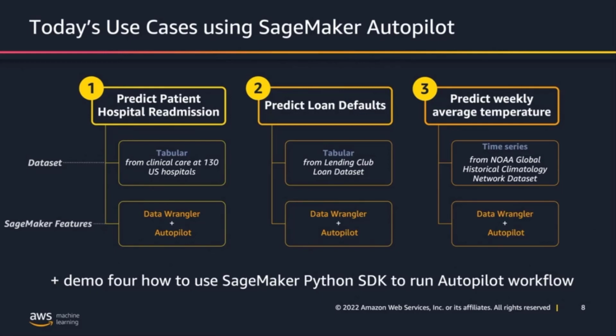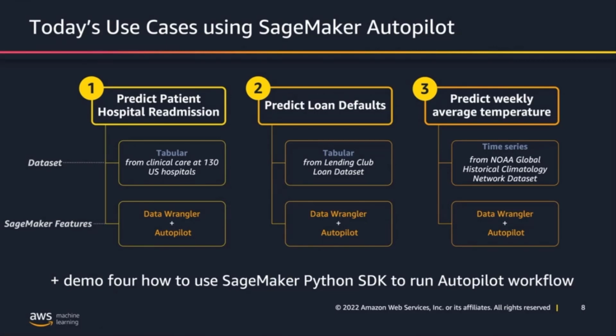Let's look at what we are going to see today. Three use cases. In the first use case, we predict patient readmission into hospital. We train a multi-class classifier. We prepare data using Data Wrangler and then run Autopilot. In the second use case, we dive deep into a financial services data set. We use a loan defaults data set. Again, we prepare data with Data Wrangler and run an Autopilot experiment. We're using a tabular data set from Lending Club, and we do binary classification, meaning we define if a specific loan is going to default or not.